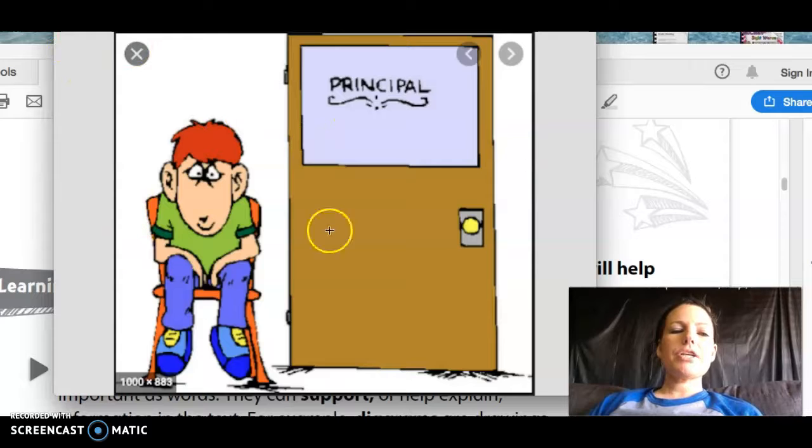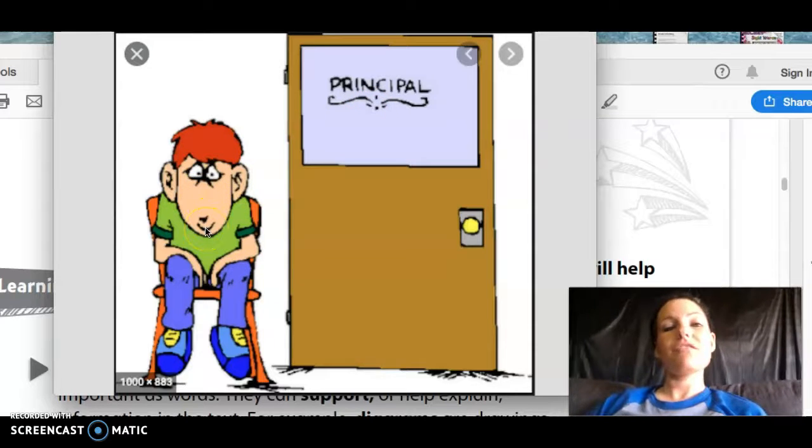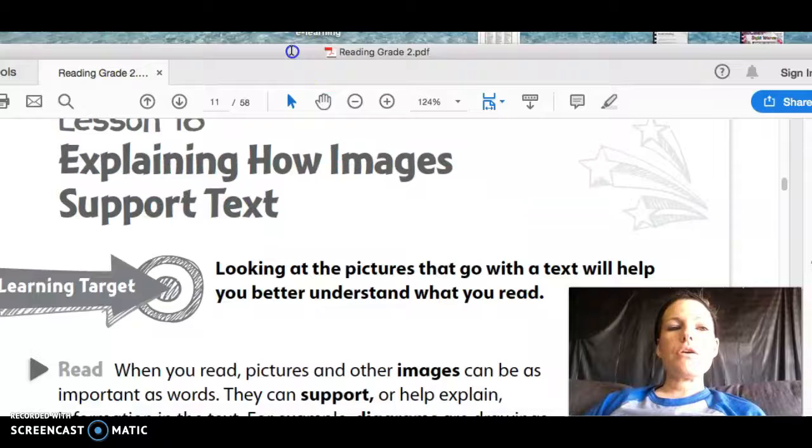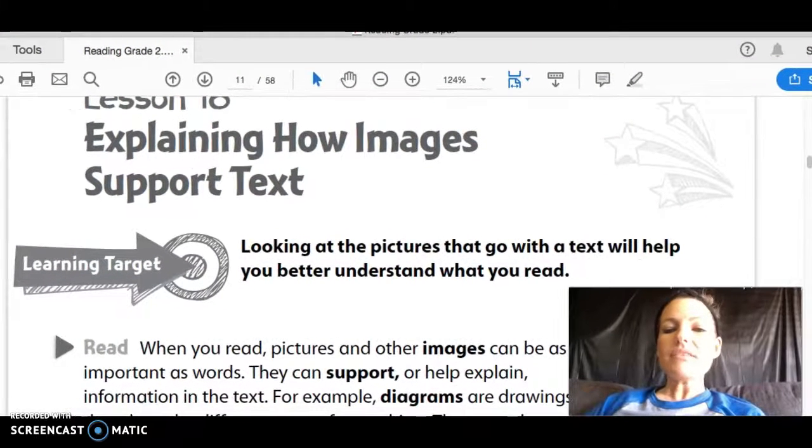Now let's look at this picture. If I were reading a book and I came across this illustration, I wouldn't have to read any words on the page to be able to identify what's going on in this picture. I see this boy is sitting outside the principal's office, and I know because of what I've seen in my life that if somebody's sitting outside the principal's office with this sad or nervous look on their face, that probably means that they're in a little bit of trouble. So I wanted to show those pictures to prove to you that oftentimes we can get some really valuable information just by looking at the illustrations.